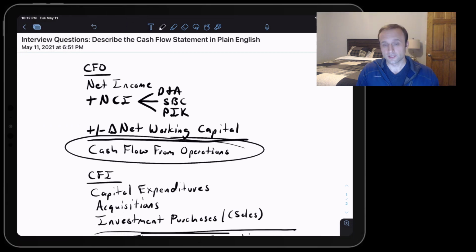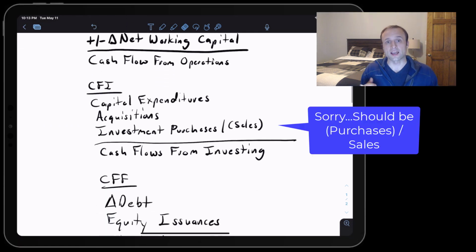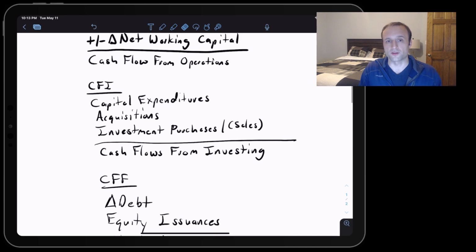Now, let's look at the next section. Down below, we have cash flows from investing. Cash flows from investing are really just reinvestments in the business in some form or another, as well as some investment purchases.